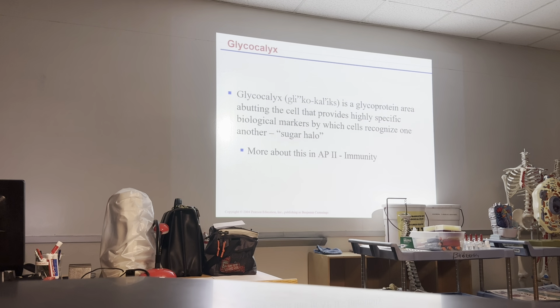Glycocalyx. Glycocalyx is glycokali in Greek. Everything's going to be Greek for me if it's nothing Greek. So, glycoprotein is budding the cell that provides a highly specific biological marker which cells recognize as one another, a sugar halo. What is it for? Communication, yes. There'll be more on this with AMP2 and the endocrine system.